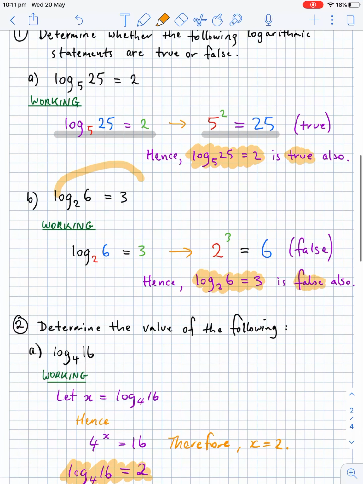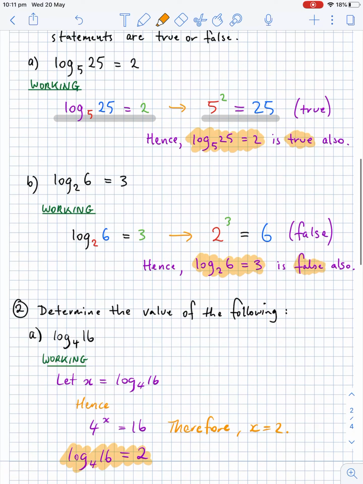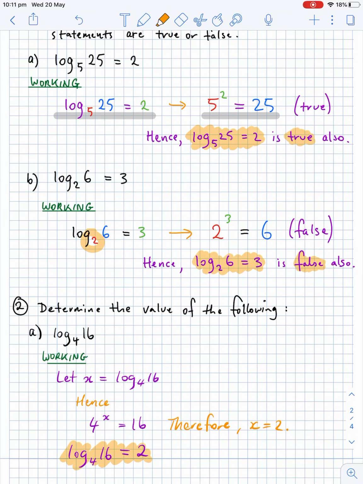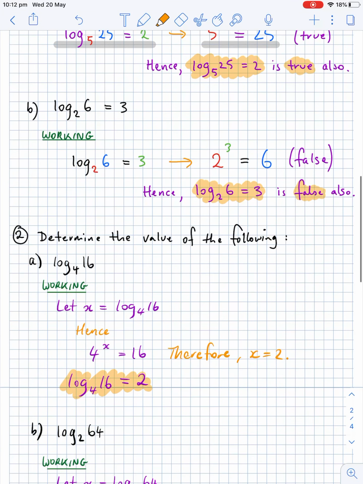Let's try another one. So this one here, log base 2 of 6 is equal to 3. So we get that the 2 is our base, so we make that the base. The 6 is the number that's going to be by itself, and the 3 is going to be your power. So we get that 2 to the power of 3 is equal to 6. That's definitely not the case, because 2 to the power of 3 is actually equal to 8. So therefore it's going to be false, meaning that our original equation here, which is equivalent, is also false.